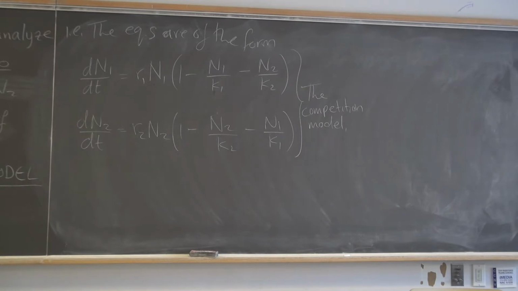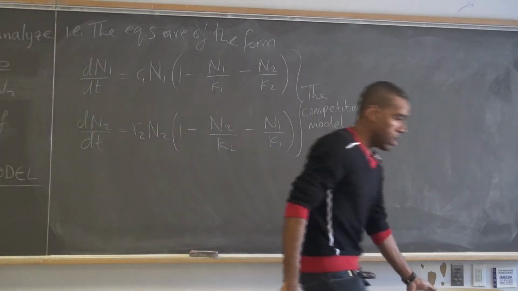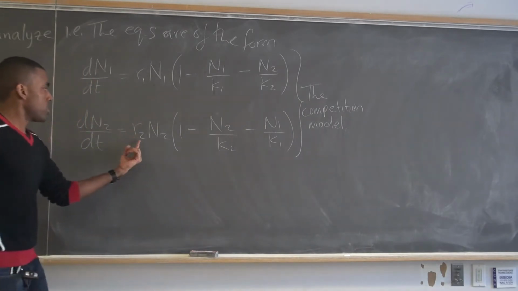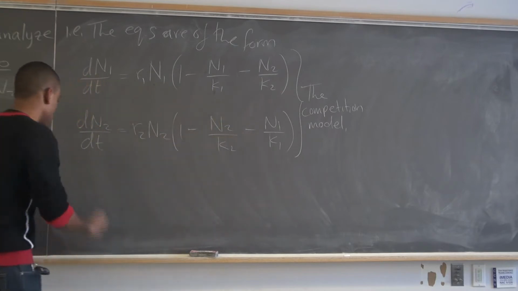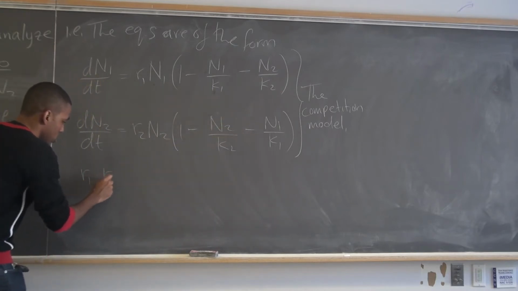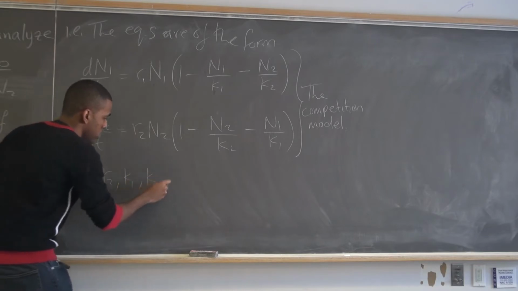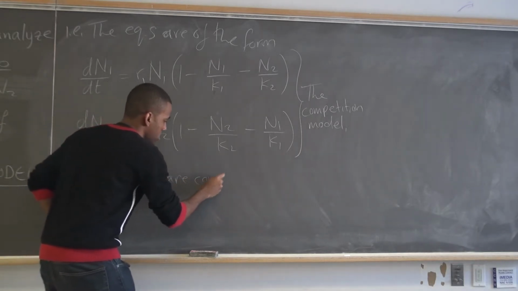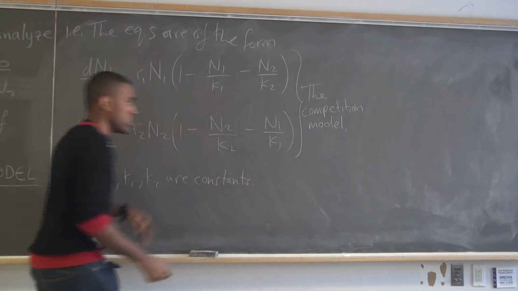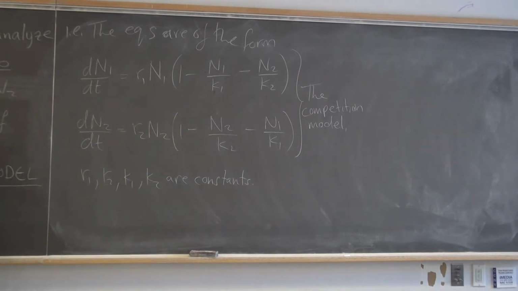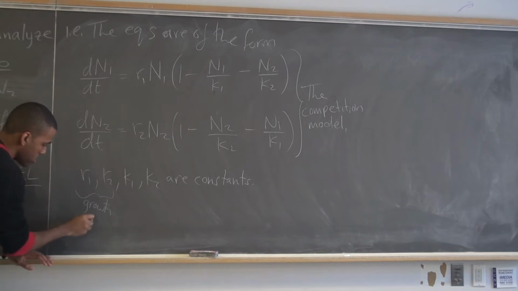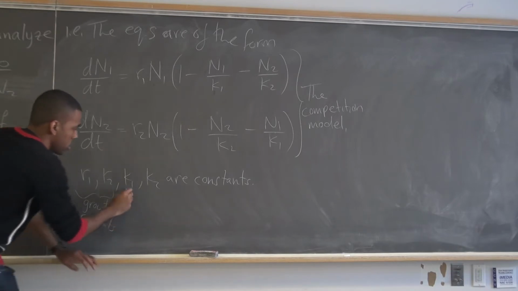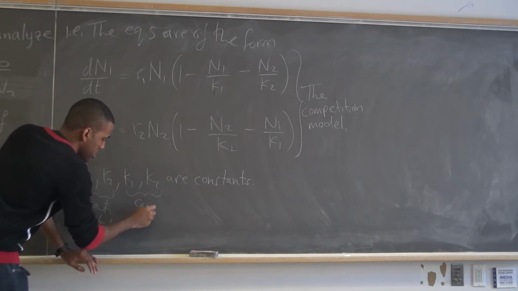And we're going to learn how to solve it. In general, these symbols mean the same thing that they've always meant. R is the growth rate, K is our carrying capacity. So R1, R2, K1, K2 are constants. Normally you'll be given these numbers. I'm going to be giving you these numbers. These are, obviously, the growth rates, growth constants. These over here are the carrying capacities.